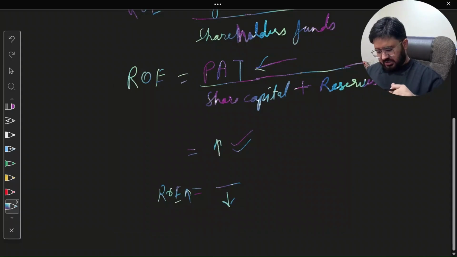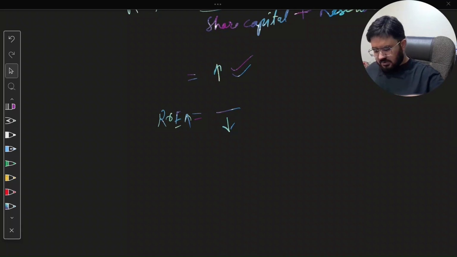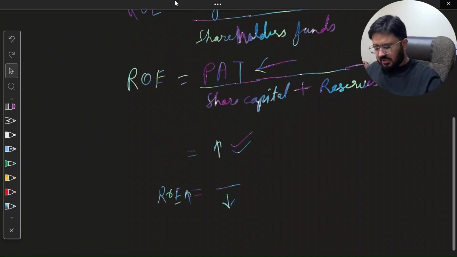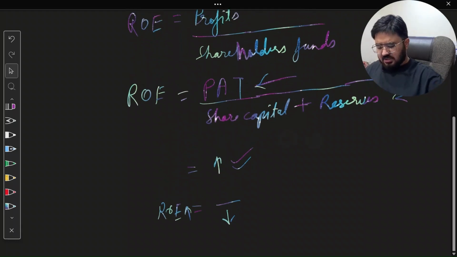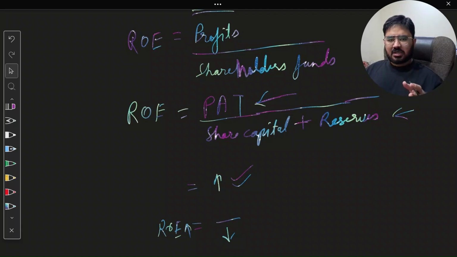Let me just quickly summarize it for you. How is ROE calculated? It's PAT divided by shareholders funds. You have to be very cautious when you are looking at a high ROE, and you need to analyze why it is so high, either because profits are inflated due to an accounting entry or due to excessive debt.